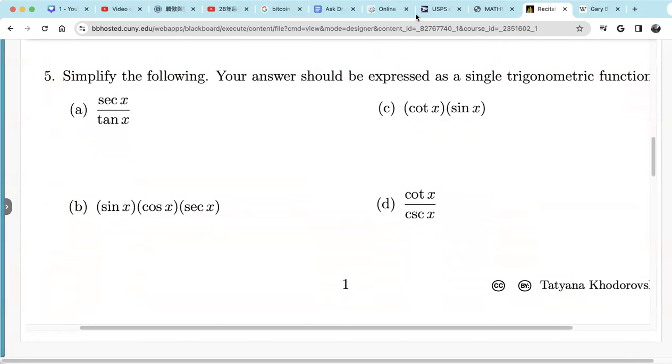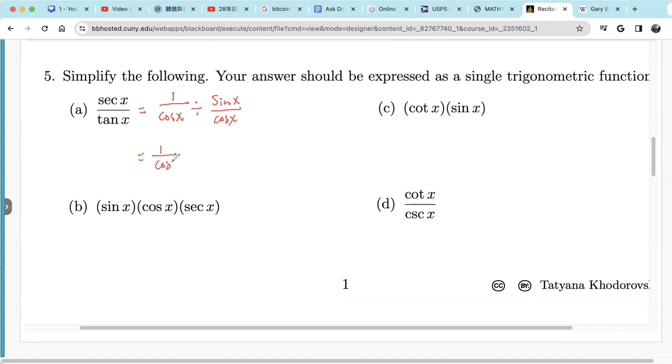Now we want to simplify the expressions. Let's see 8. Secant: one of my habits is to change everything into sine and cosine. Secant is 1 over cosine, right? Then divided by, I can write this way, tangent is sine over cosine.